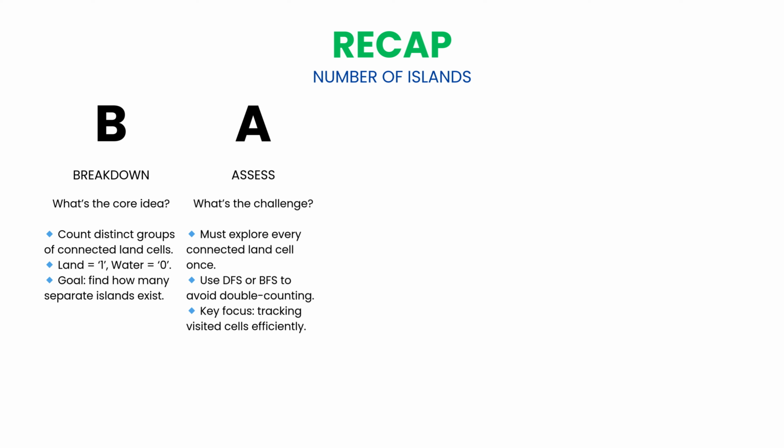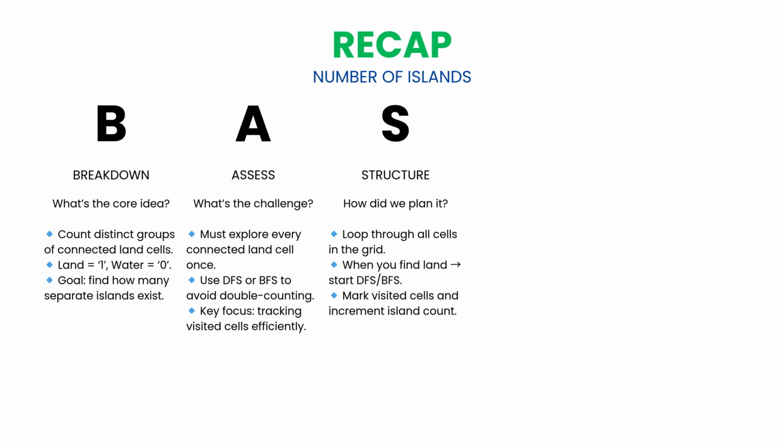Both DFS and BFS work here. DFS tends to feel more natural in interviews since it mirrors the flood fill idea. The trick is systematic marking. Once a cell is visited, we never process it again. We loop through every cell in the grid. When we hit a 1, that's the start of a new island, so we increment our counter. From there, we trigger a DFS or BFS that explores all connected land, marking each as visited or converting it to water. Once that's done, we continue scanning the grid until all cells are processed.